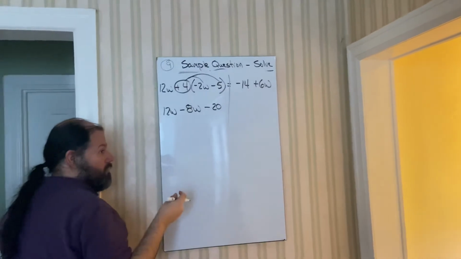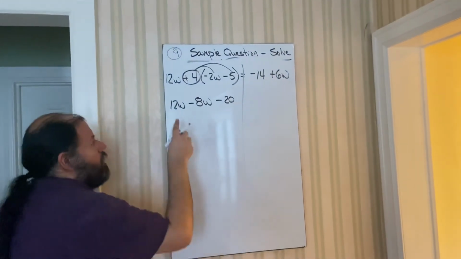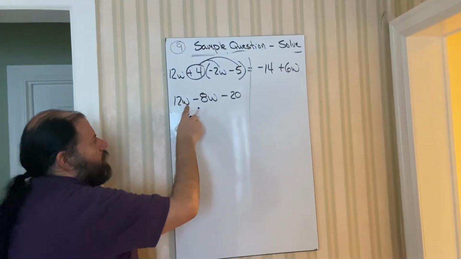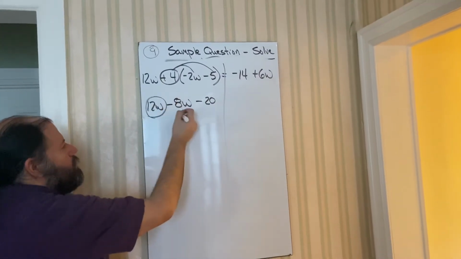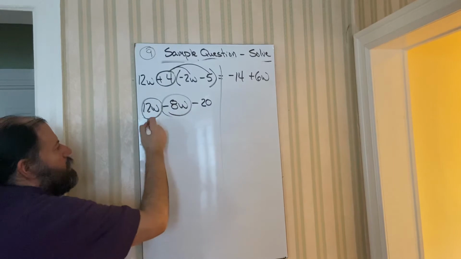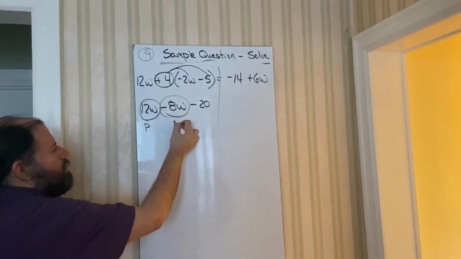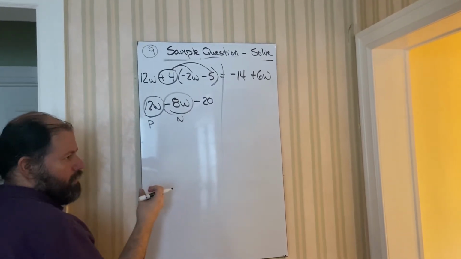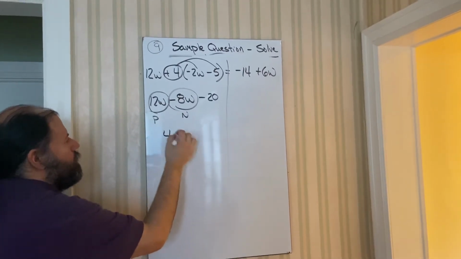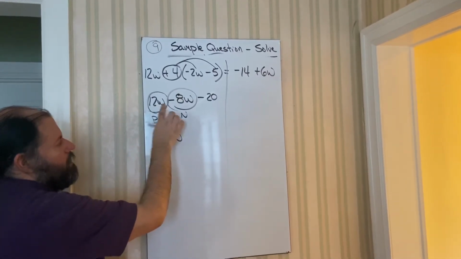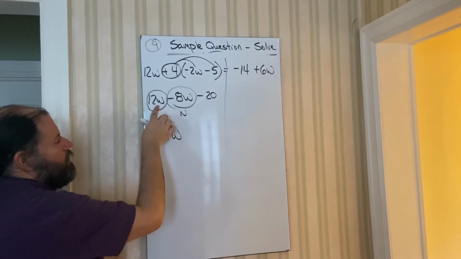Once we get rid of parentheses, then you can collect like terms. Coefficient, variable, constant. So you can see that these two match. This is a positive, this is a negative, so then we're going to have to subtract since they're different labels. So here we're going to get 4W. Who wins? 12 players or 8? Team 12 wins, so team positive.